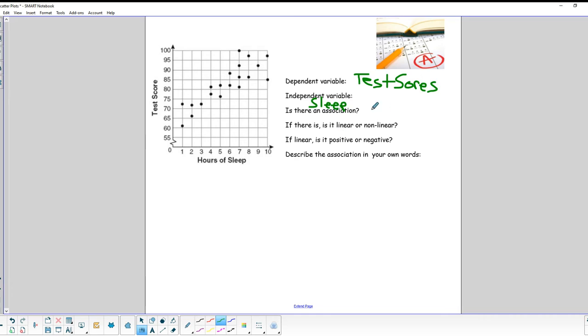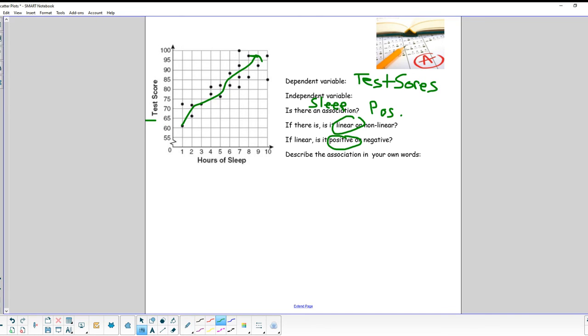Is there an association with this data? Does the data appear to be going anywhere as you go to the right? Yes, it appears to be a positive correlation. If there is, is it linear or nonlinear? They're kind of clustered up on a general linear pattern, so I would say linear. If linear, is it positive or negative? It is going up as we go to the right, so that would be positive. So to describe the relationship in your own words, the more hours of sleep that you get, and if you get good rest, you have a tendency to get better test scores.